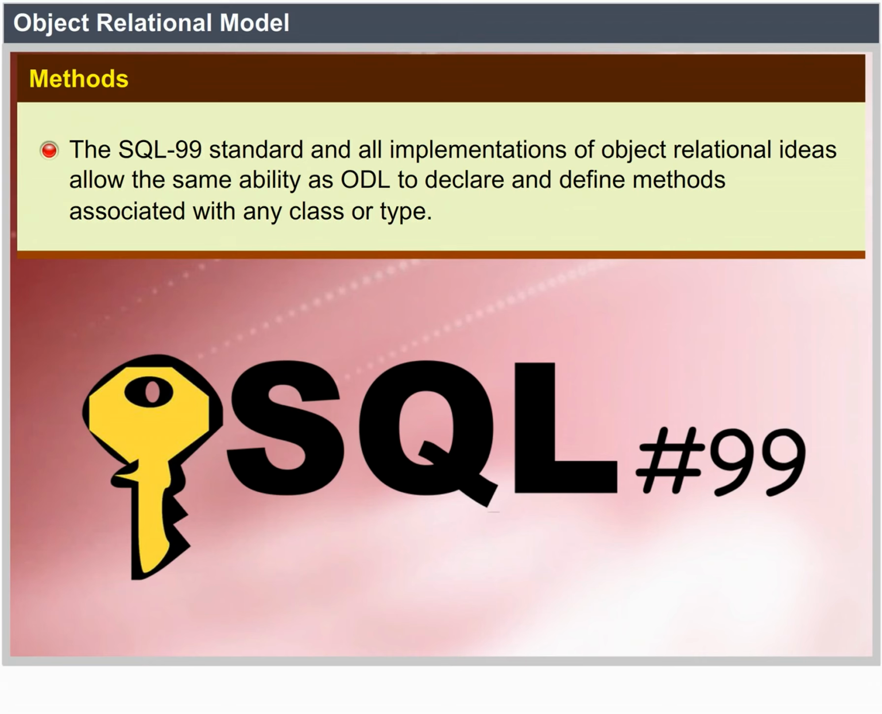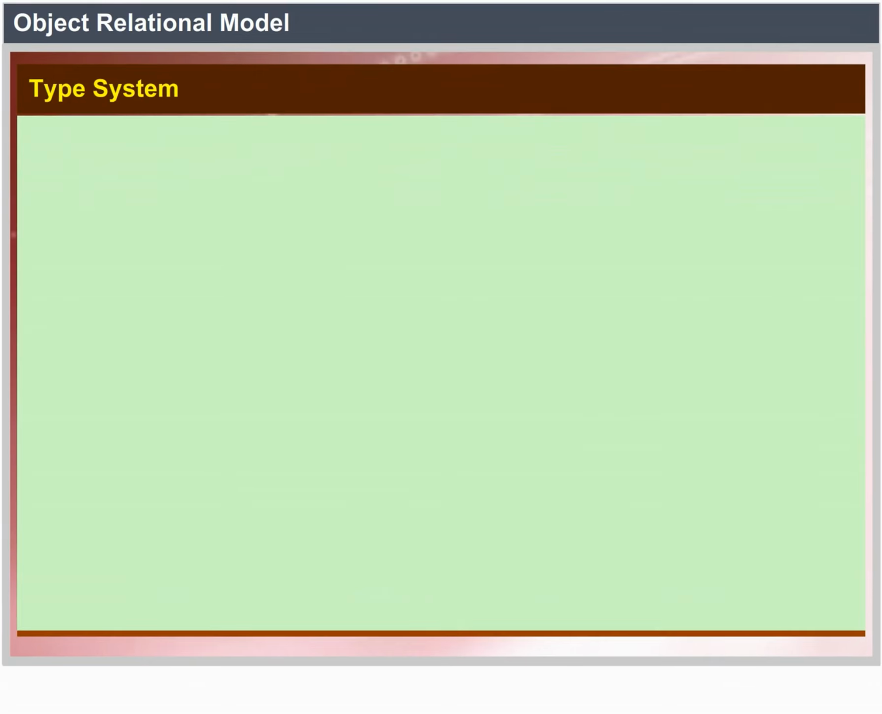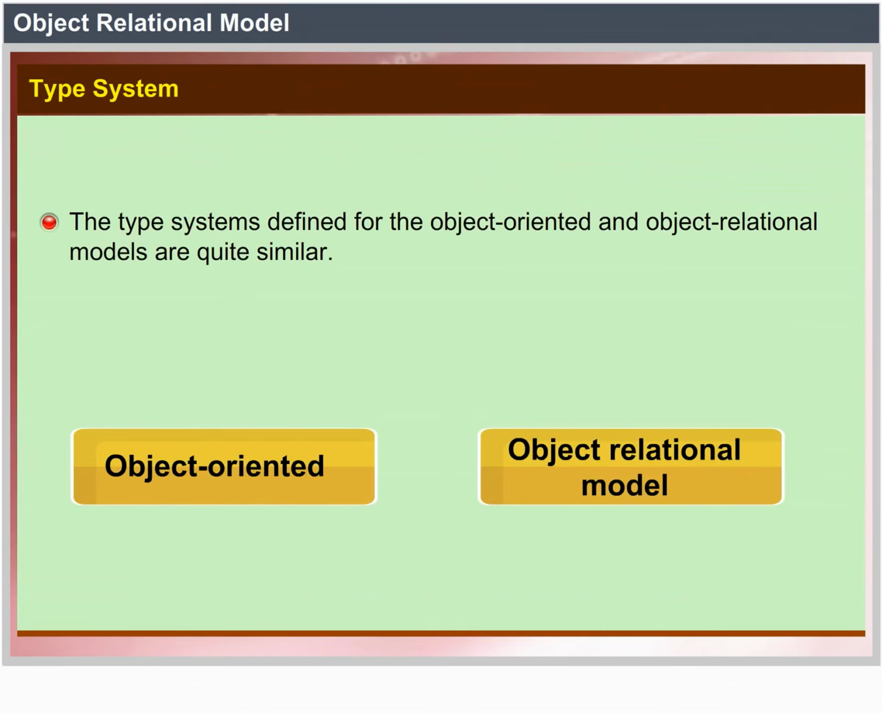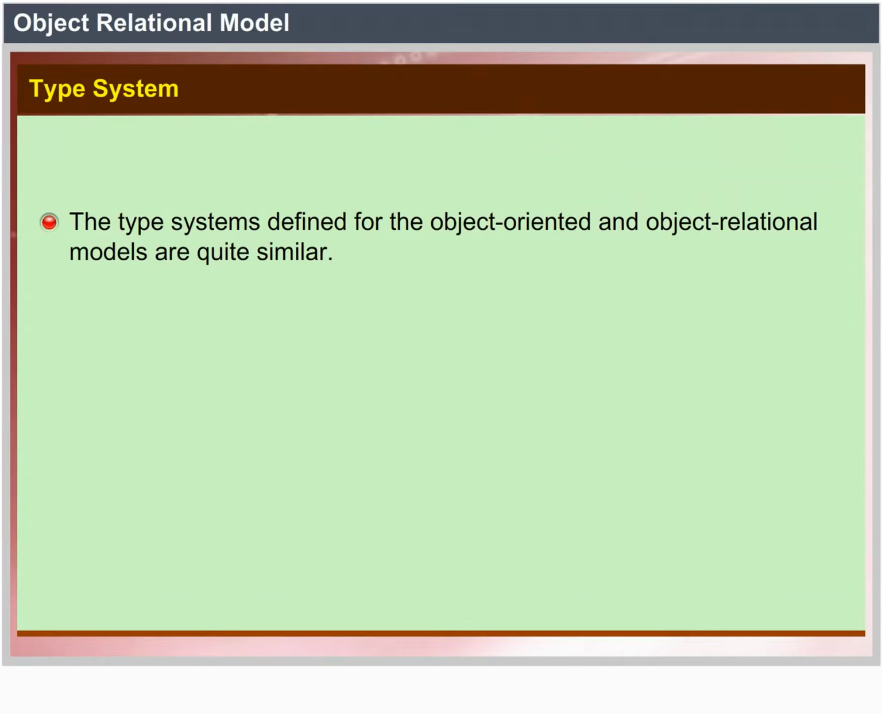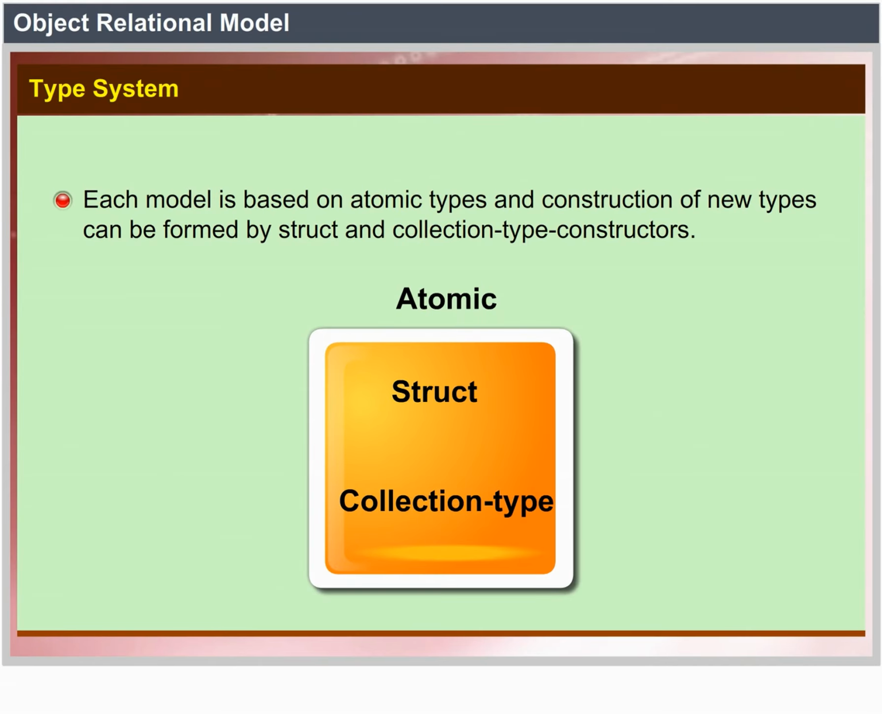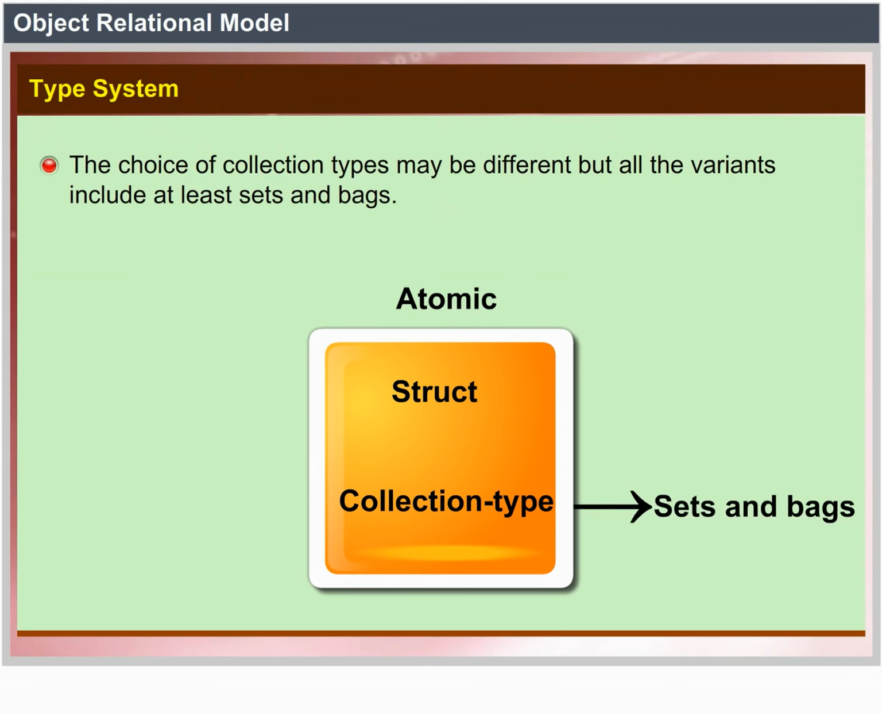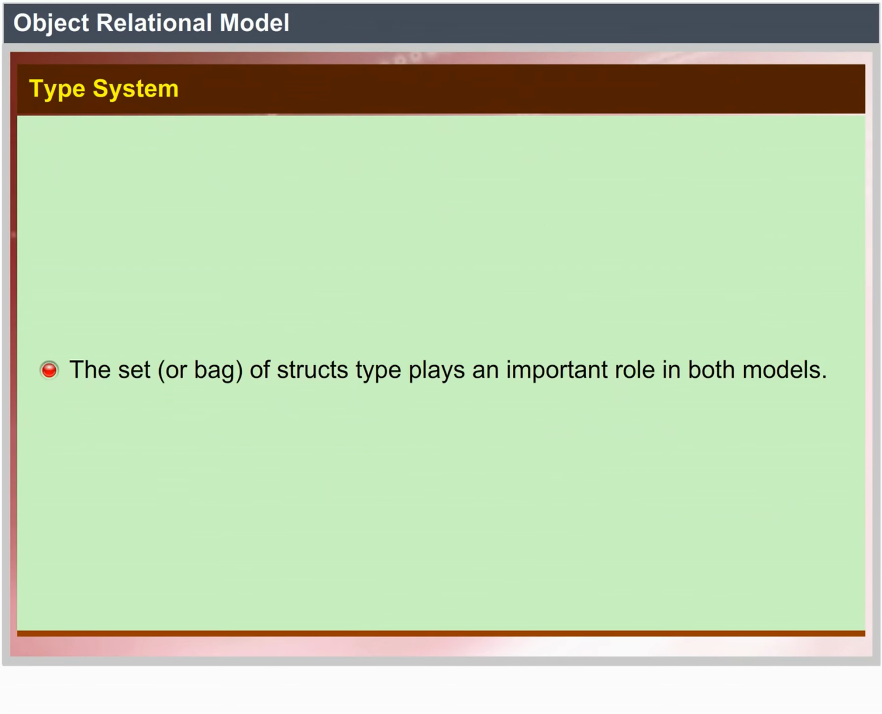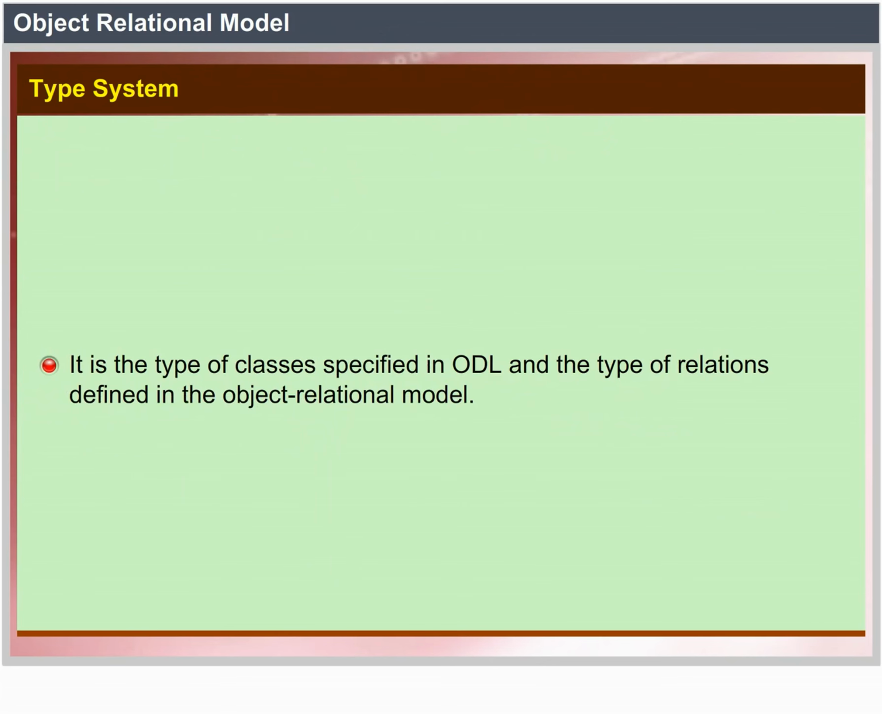Type systems. The type systems of the object-oriented and object relational models are quite similar. Each is based on atomic types and construction of new types by structure and collection type constructors. The choice of collection types may vary, but all variants include at least sets and bags. Moreover, the set or bag of structures type plays a special role in both models. It is the type of classes in ODL and the type of relations in the object relational model.